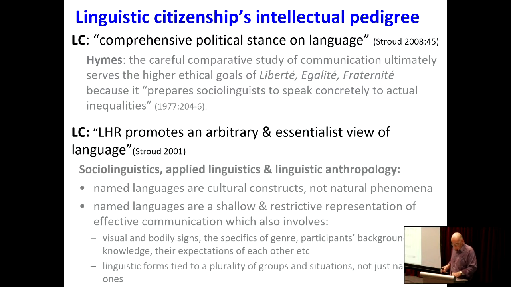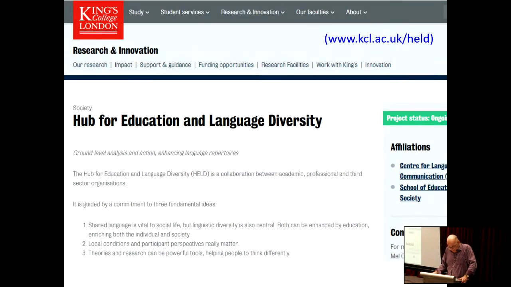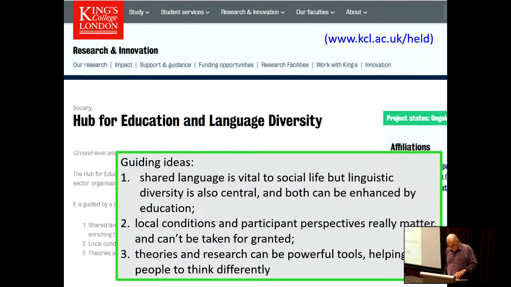Now, following on from these comments about academic pedigree, I'd like to move to our own attempts to treat the notion of linguistic citizenship as a multidimensional program for language development. Since 2019, my colleagues and I have been working up a hub for education and language diversity at King's, collaborating closely with a non-profit adult migrant language teaching organisation, English for Action. And you can see a family resemblance to linguistic citizenship in our three guiding principles. Shared language is vital to social life, but linguistic diversity is also central, and both can be enhanced by education.